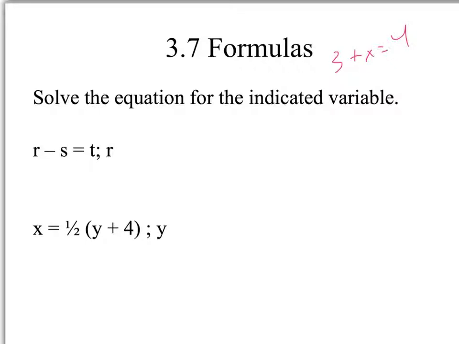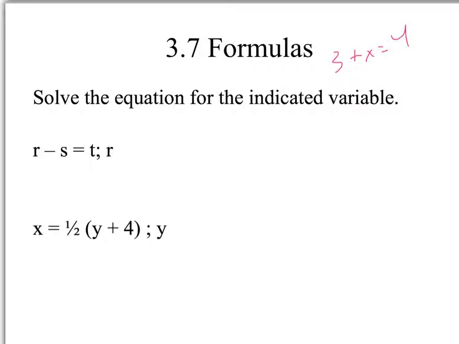Okay, we don't know what R is, we don't know what S is, and we don't know what T is. But we are going to use our inverse operations to solve for R. When I'm talking about solving for R, I'm talking about getting R on one side of the equal sign with everything else on the other side of the equal sign. It might not be a numerical answer.